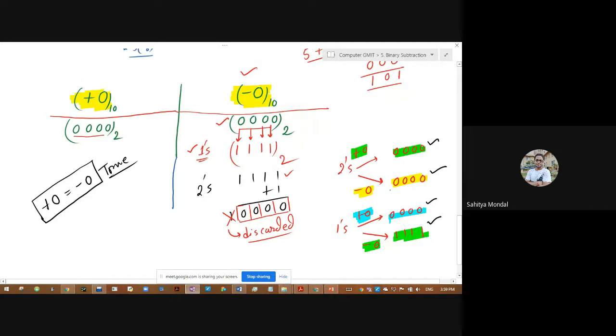So all the modern computers run on 2's complement methodology, because only 2's complement methodology gives the same magnitude for plus 0 and minus 0.